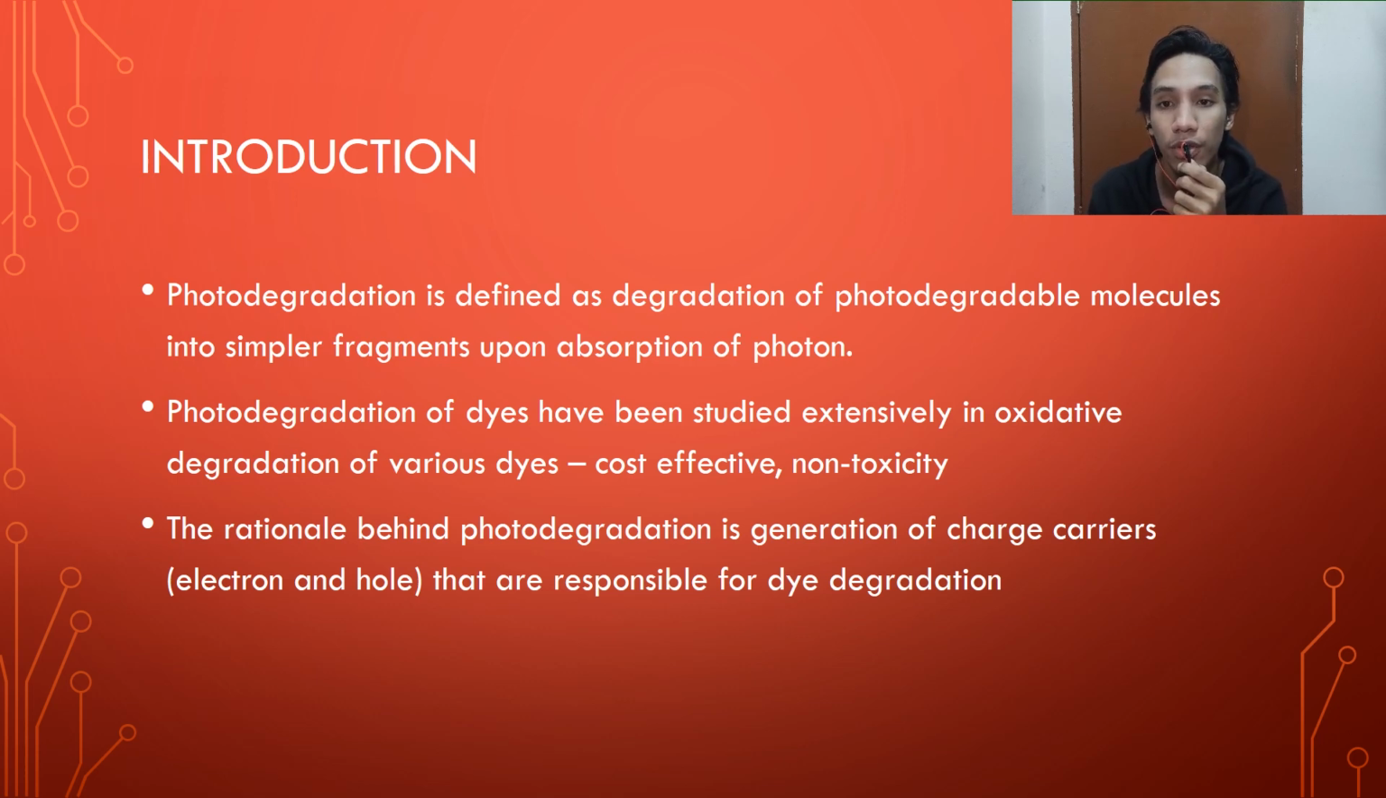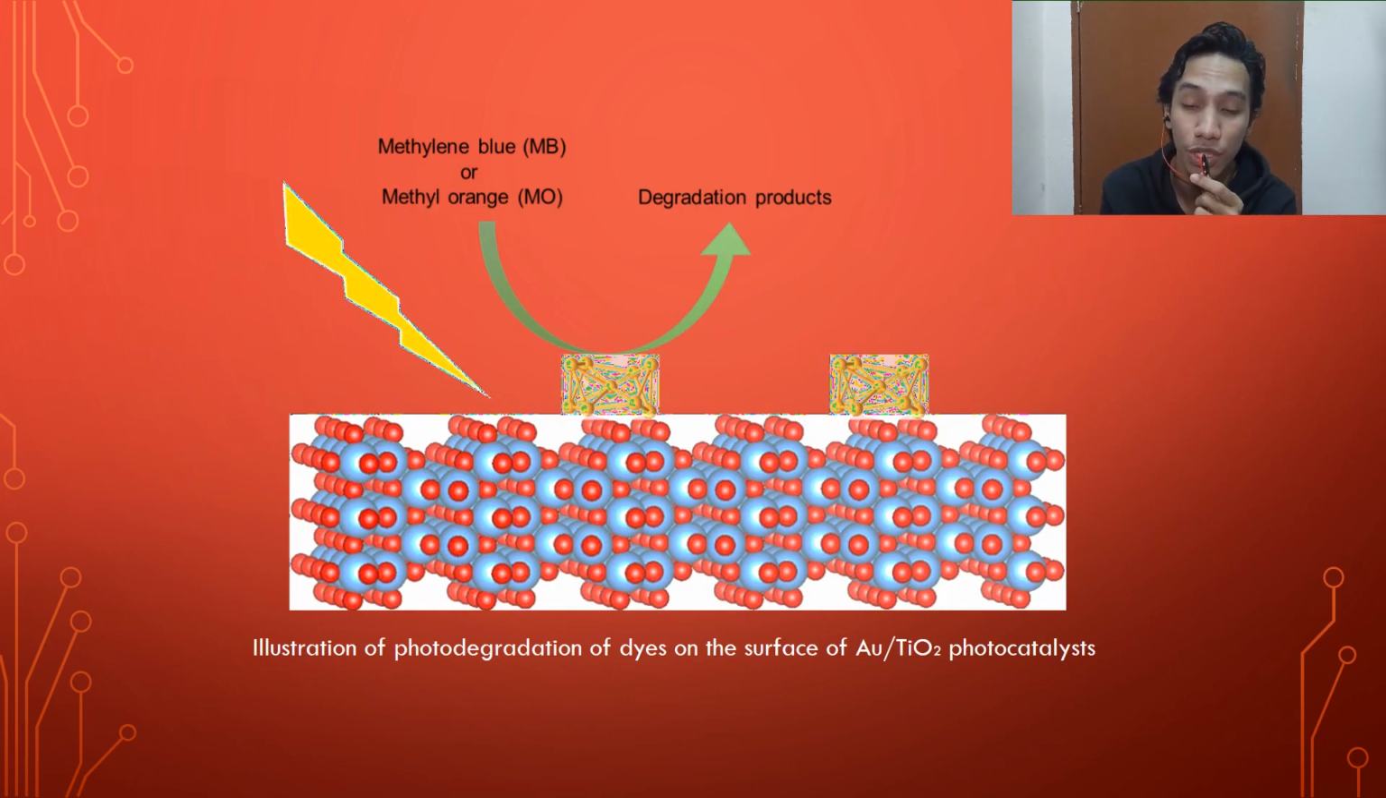The rationale behind photodegradation is the generation of charge carriers, which are electron and hole, that are responsible for dye degradation. So this is the illustration of photodegradation of dyes, where the visible light will strike the surface of gold, supported by titanium dioxide photocatalyst, and it will produce degradation products.